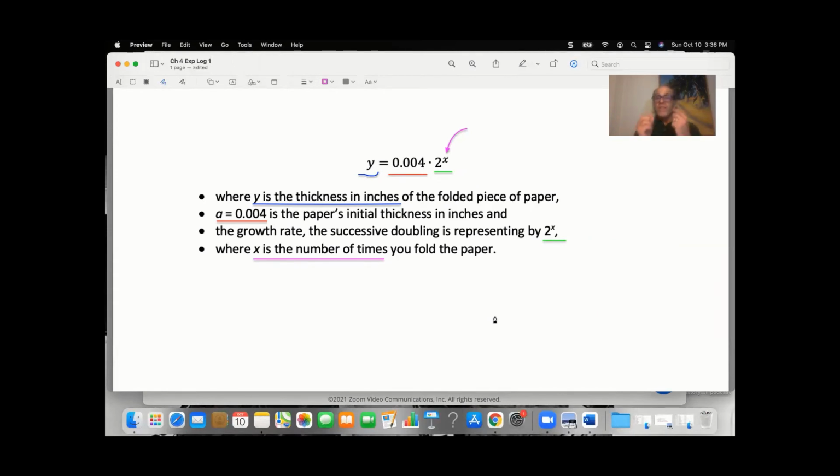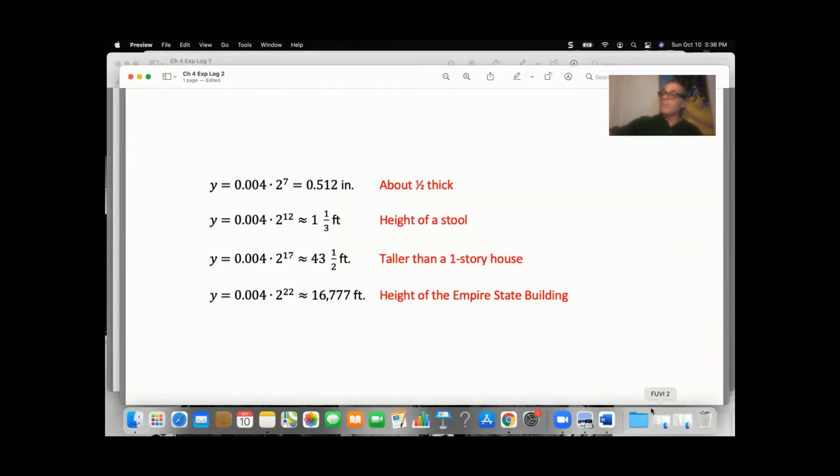And so with this function, if I was strong enough to continue to fold, what would end up transpiring? After 7 folds, we'd be at about half an inch. After 12 folds, it would be the height of the stool that you're probably sitting on. After 17 folds, it would be taller than a one-story house, about 43.5 feet. After 22 folds, it would be the height of the Empire State Building, absent that antenna thing on the top.